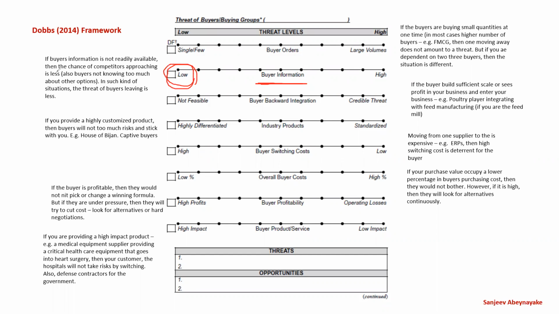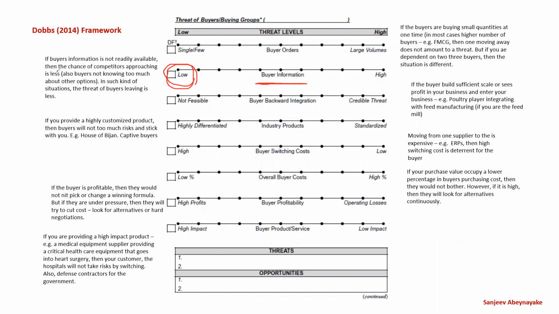So because of that, competitors cannot actually approach. Because competitors cannot approach, you are kind of stuck with one supplier. Because you're stuck with one supplier, the buyers' threat is very low.